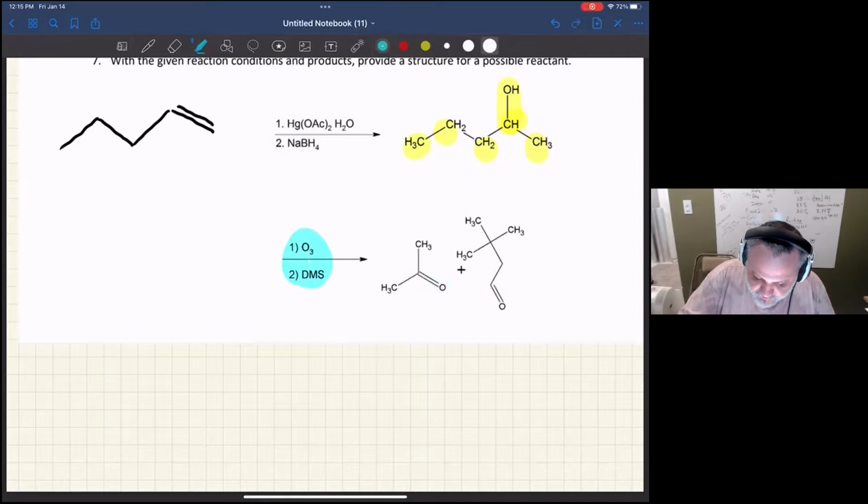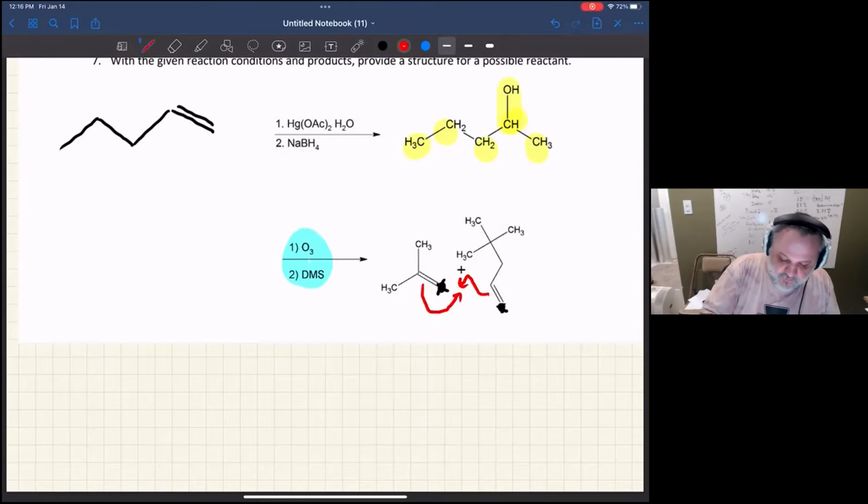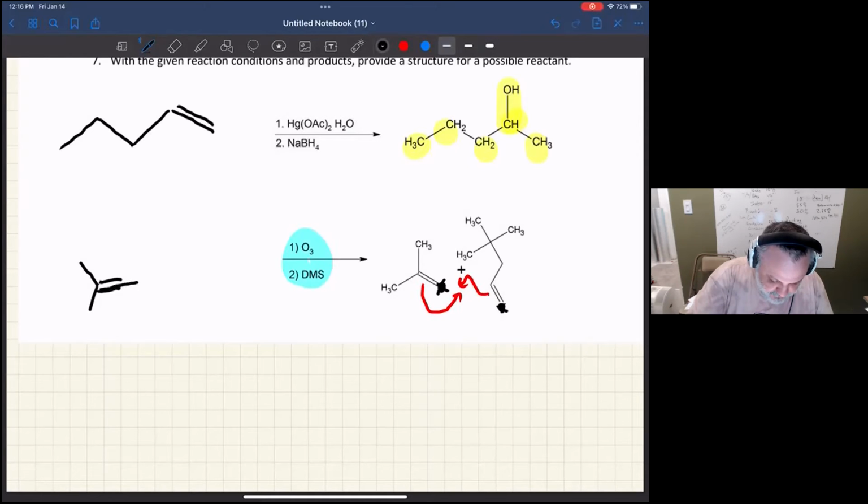And I say, okay, let's get rid of the oxygen. And then what I want to do is I want to reconnect the double bonds. And so I'm going to have a double bond here. And I'm going to reconnect it with the other piece. And that other piece looks like this. And so there's the starting material. Okay.